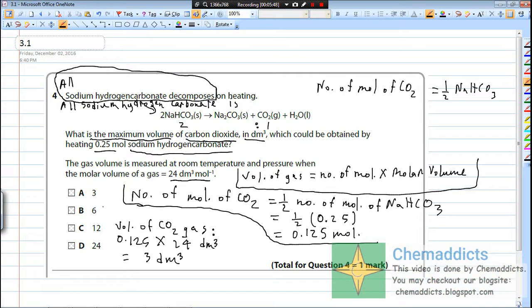So this was as simple as that. The answer would be 3. Okay. So the answer is 3 dm cube. So fellas, I hope that you have understood the question as well as the solution. Here we're gonna simply use this formula, and this is how we're gonna find this.